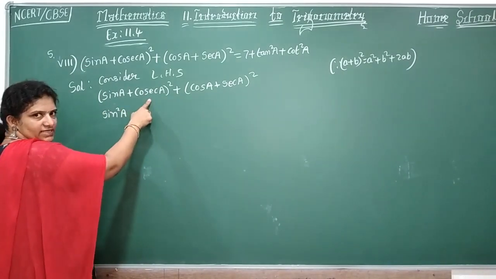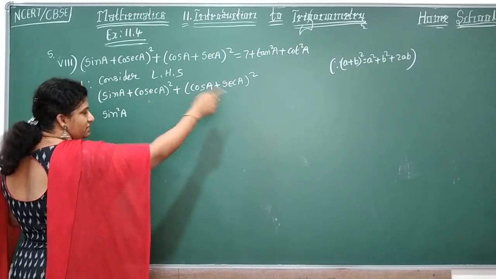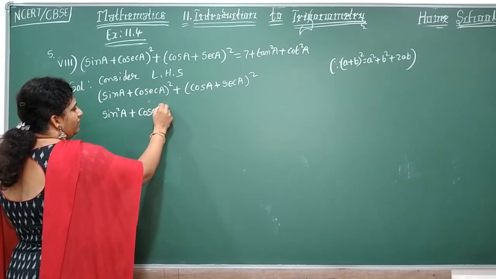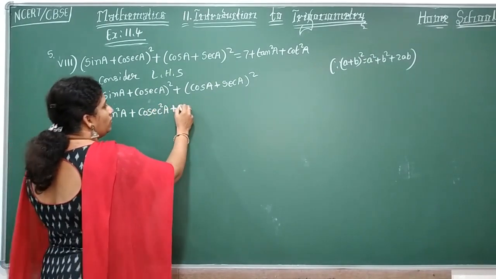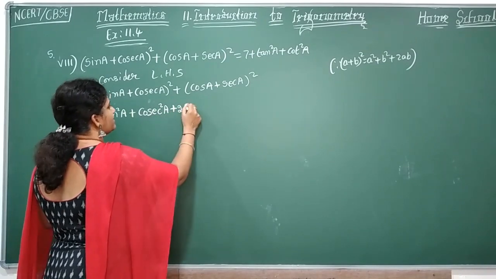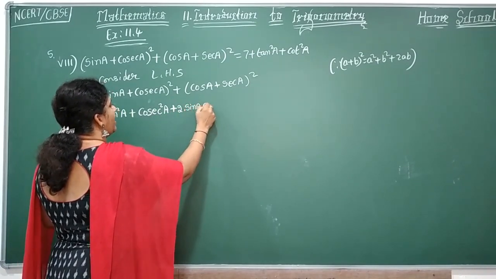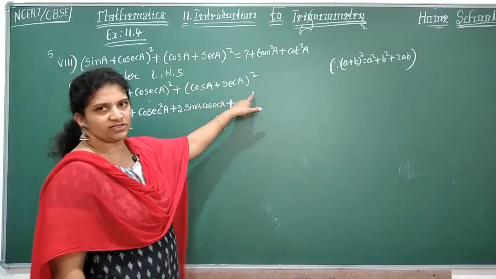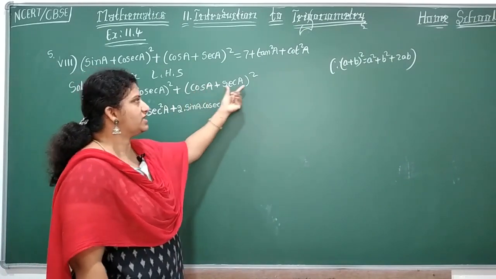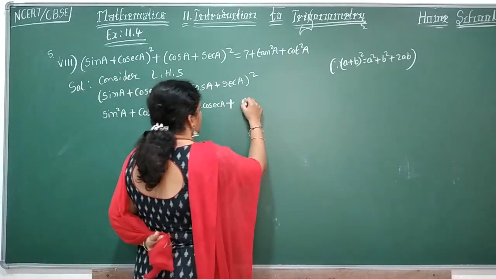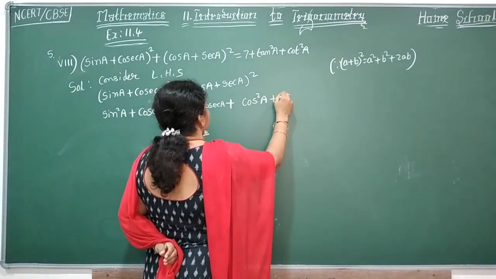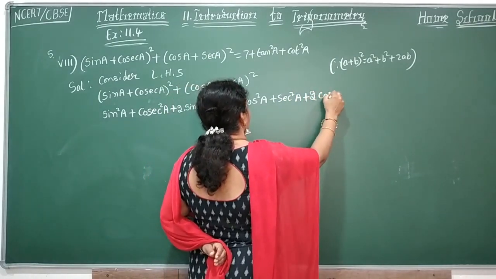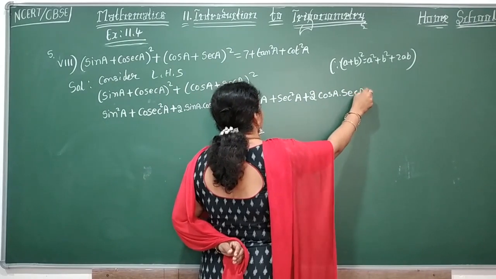Sin A. B value? Cosecant A here. And again here A changes, B changes. A square plus B square, plus 2AB children. 2 into A value, which is sin A, into B value, which is cosecant A, plus, now apply (A + B) whole square for this set. A value is cos A, B value is secant A. Now A square plus B square plus 2AB, cos A into secant A.